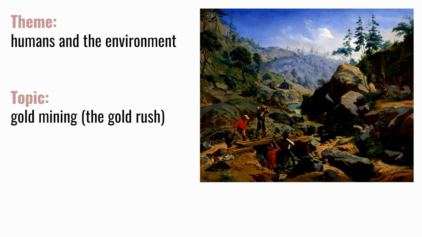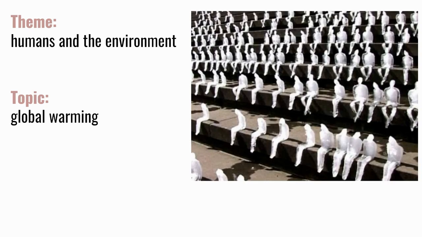So theme is usually a general broad statement that pertains to a subject or an occurrence or an idea that the artist is exploring in the artwork. And then the topic is more specific. So again, the topic of this painting is gold mining or the gold rush, whereas the topic of this painting is global warming. But it's the same theme, humans and the environment.